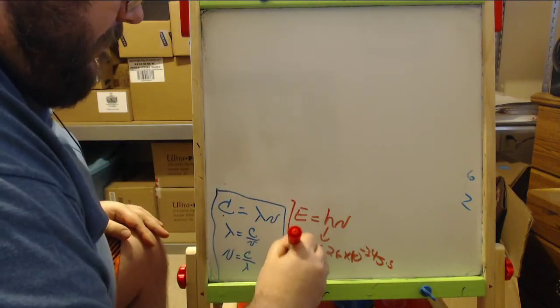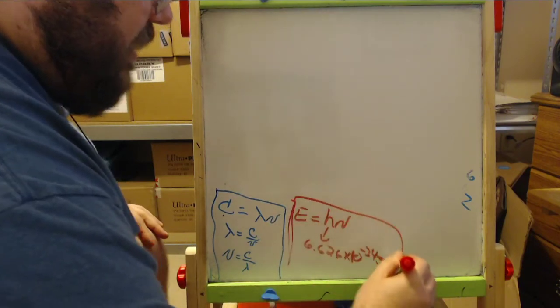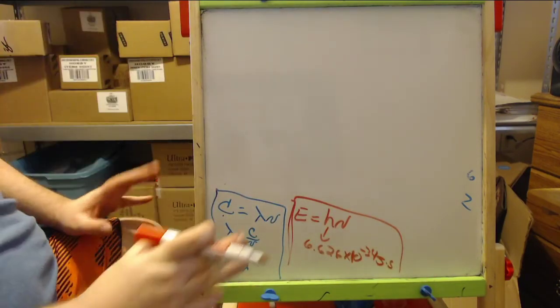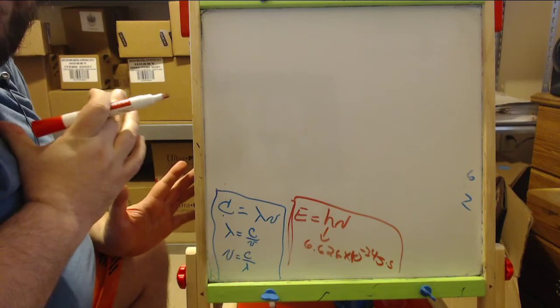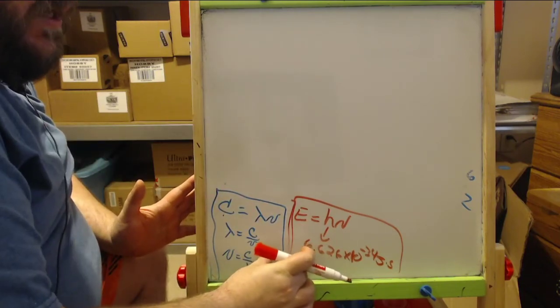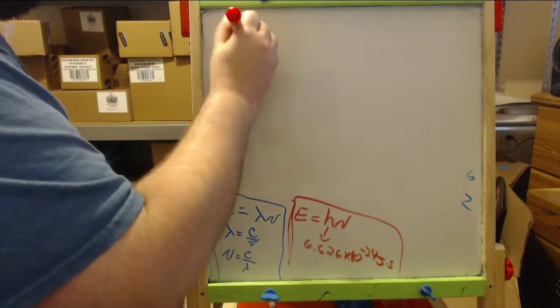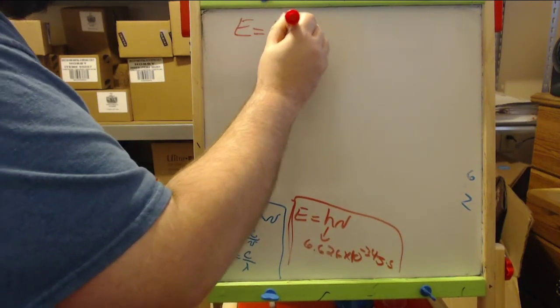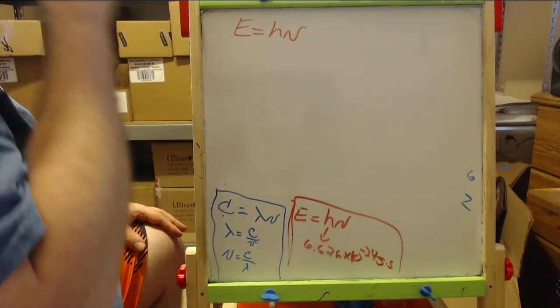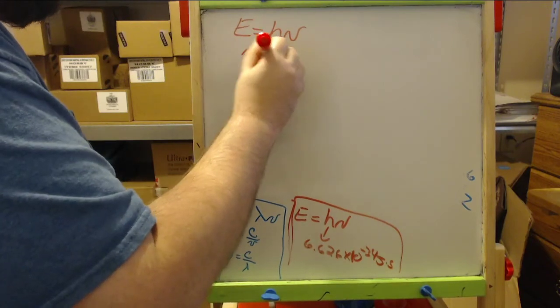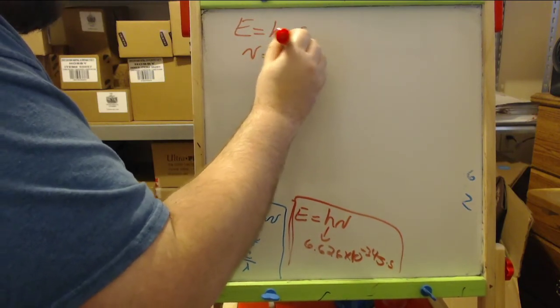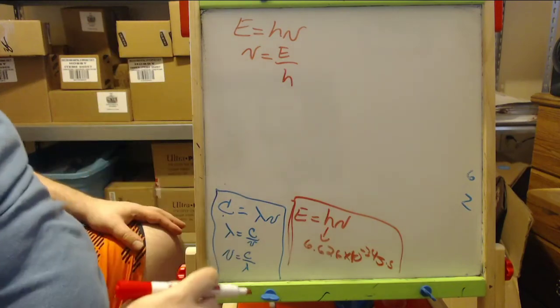Okay. Now, what your book does is a two-step thing, and I want to show you. I learned it and kept it this way and did the problem in two steps. What your book does is it takes E equals h nu, right? And it solves it for nu. It says nu equals E over h, the energy over Planck's constant.